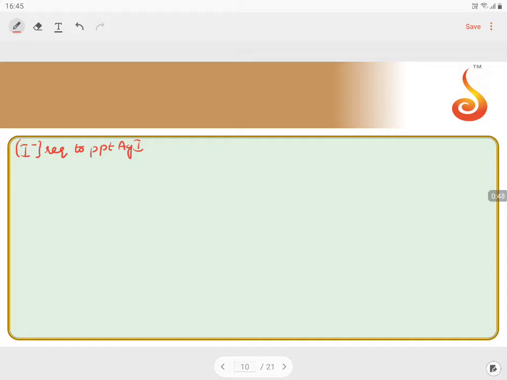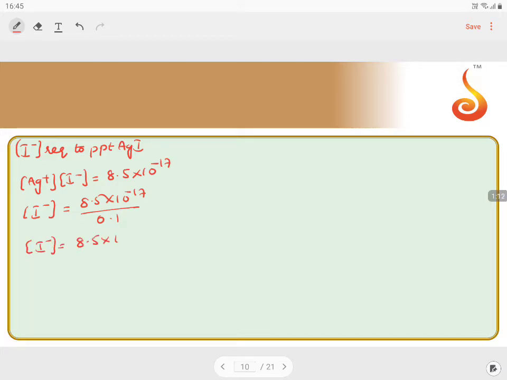We have to find it. Taking Ag+ times I- equals the solubility product, 8.5 × 10^-17. Ag+ is given as 0.1. So we take 8.5 × 10^-17 divided by 0.1. So the concentration of I- will be 8.5 × 10^-16. This is the concentration required.